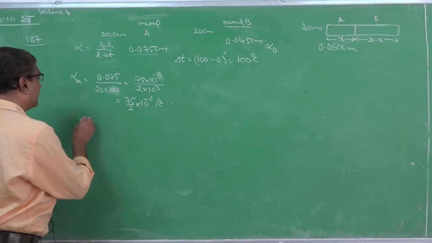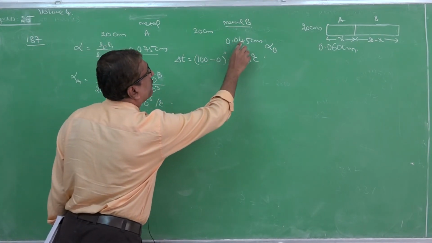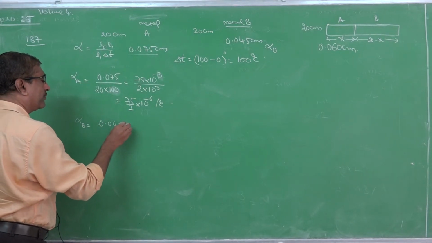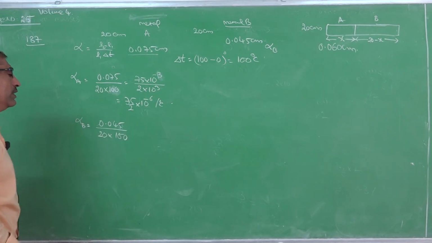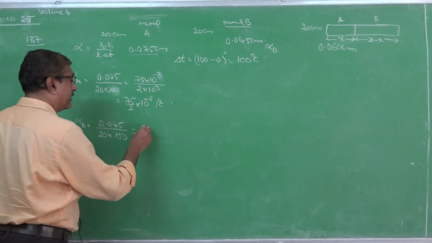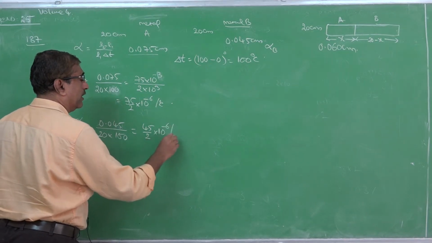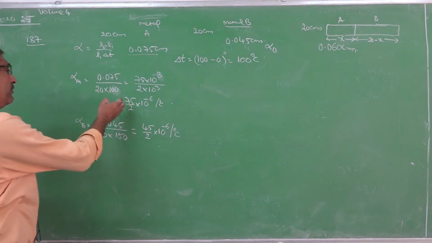Similarly, we can calculate for alpha B also. So, for alpha B, the change in length is 0.045 centimeter, so 0.045 divided by 20 into the same 100. In a similar manner, we can write 45 by 2 into 10 to the power minus 6 per degree centigrade. Now we have alpha A and alpha B.